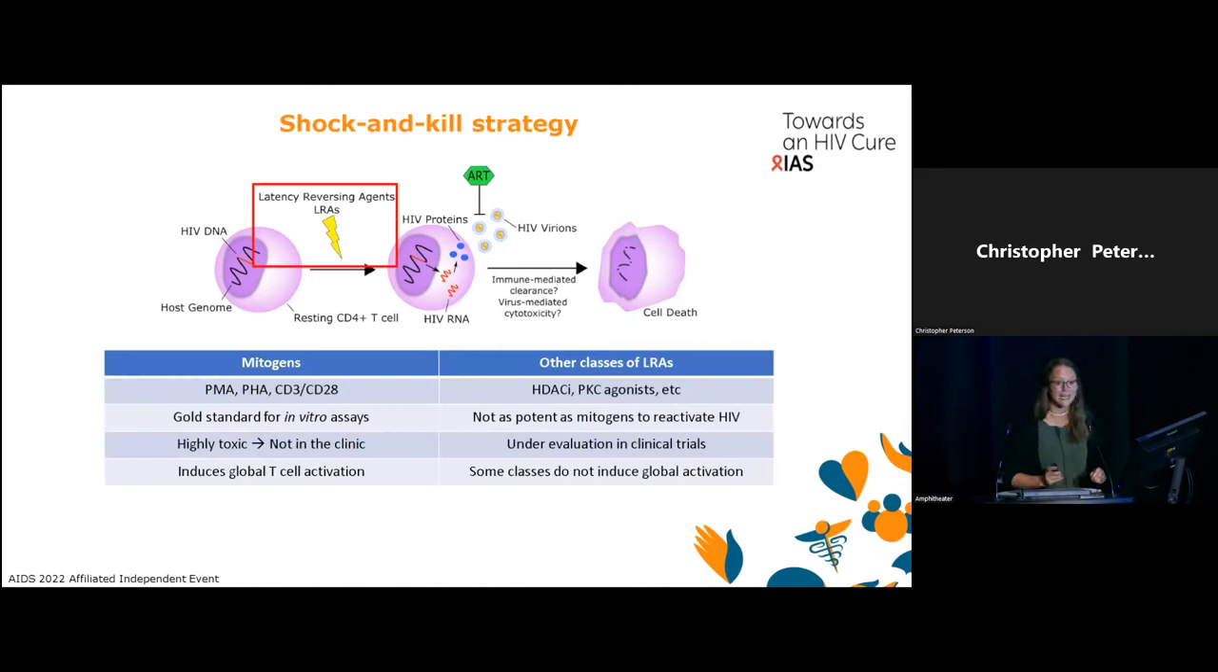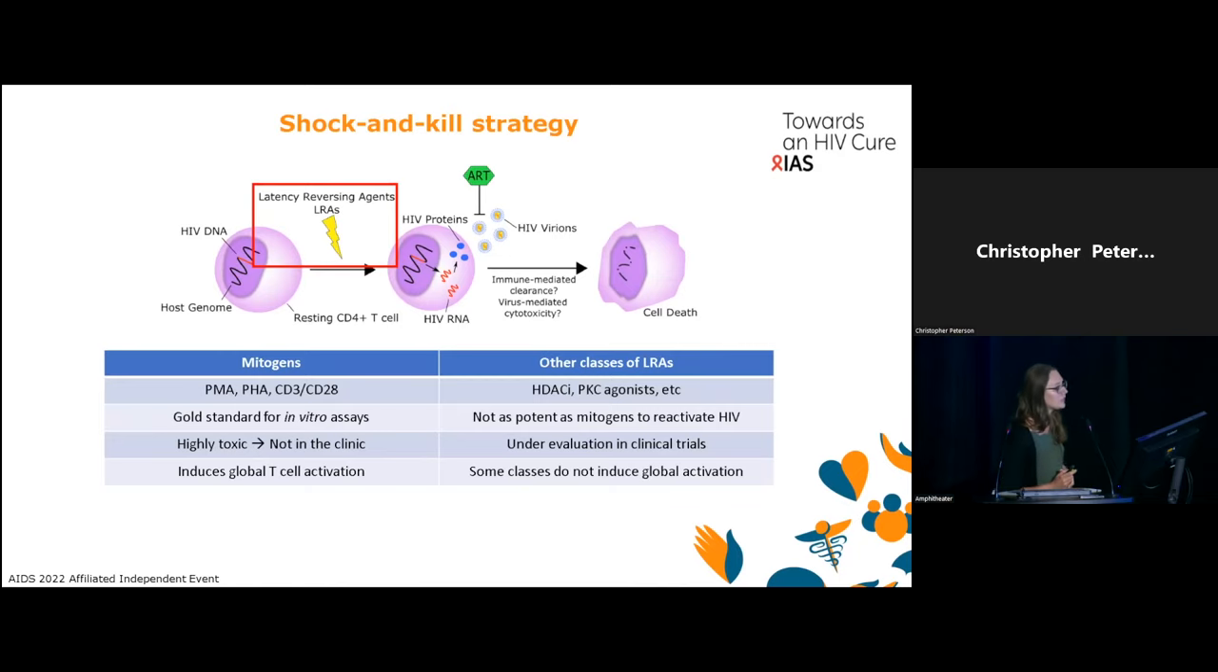So there are different types of latency reversing agents that you can use to reactivate HIV from latency. You can, for example, use mitogens such as PMA, PHA, CD3, CD28. They are considered as the gold standard for in vitro assays because they are extremely potent at reactivating HIV, but they are highly toxic and therefore they cannot be used in the clinic. And they also induce global T-cell activation, which is associated with changes in the transcriptome and in the phenotype of the cells.